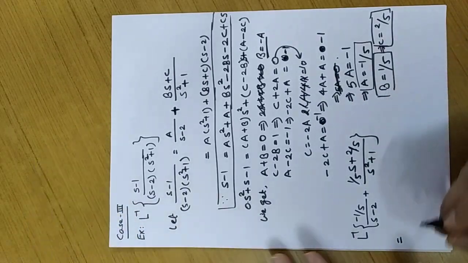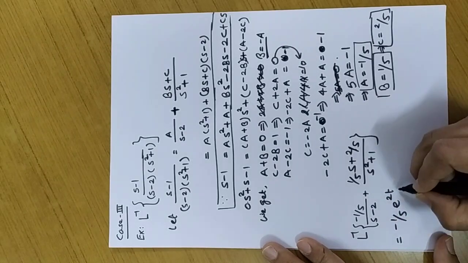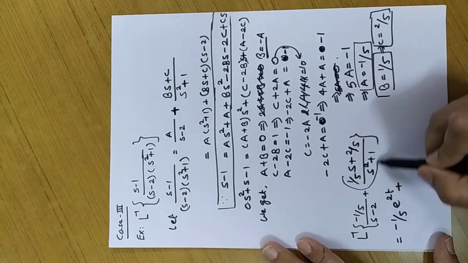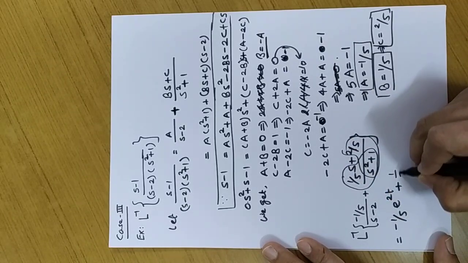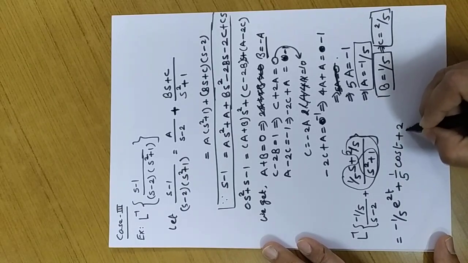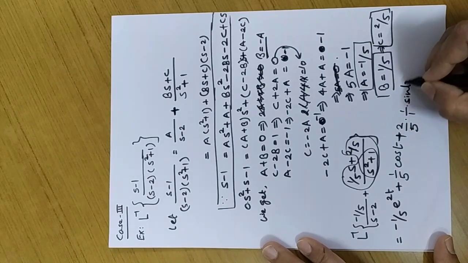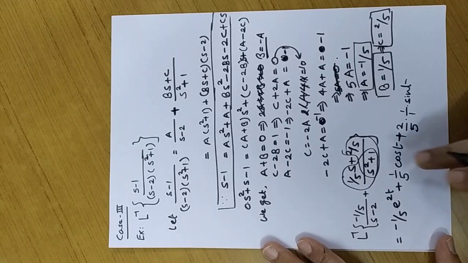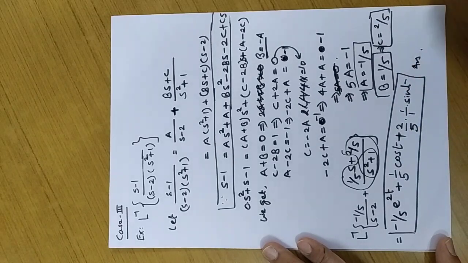Now find the inverse Laplace of this. Minus 1 by 5 e raised to 2t, plus, think about this term, 1 by 5 cos t, plus 2 by 5 constant into 1 by 1 into sin t. So 1 by a sin t is the formula. Here 2 by 5 is a constant. This is the answer. Thank you.